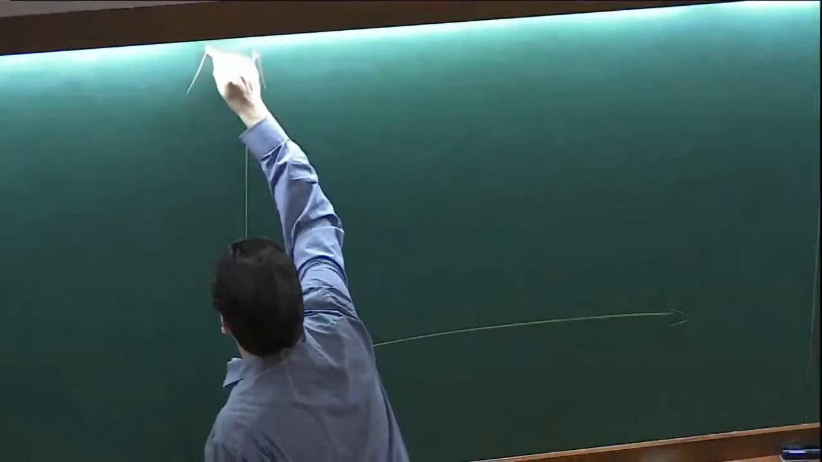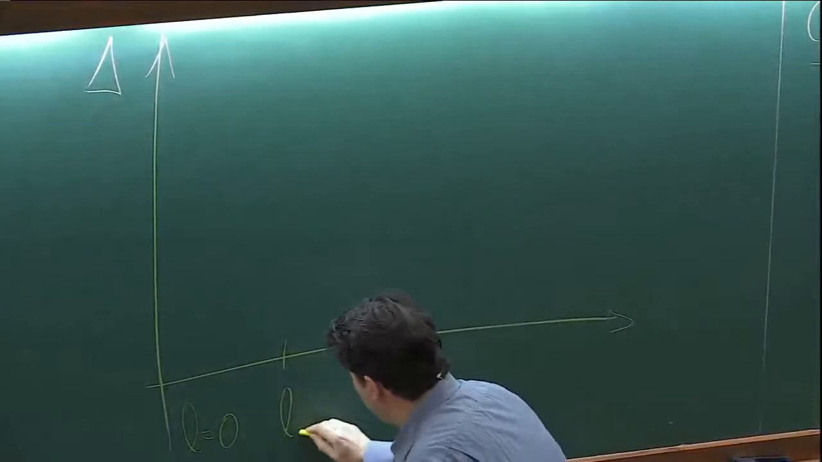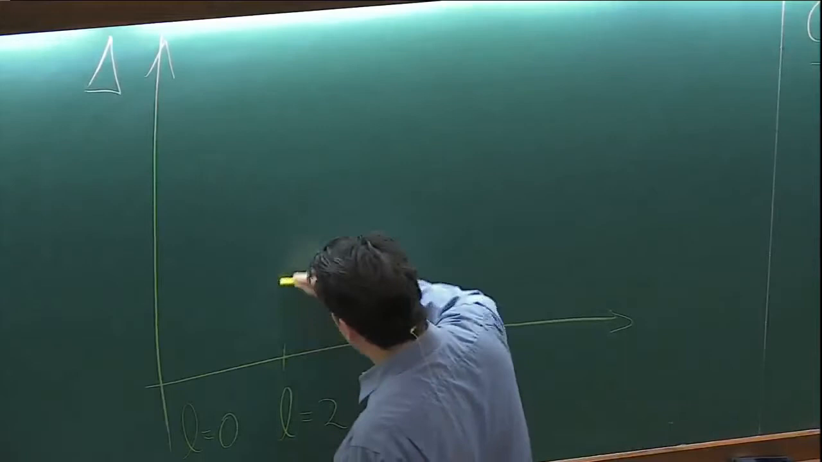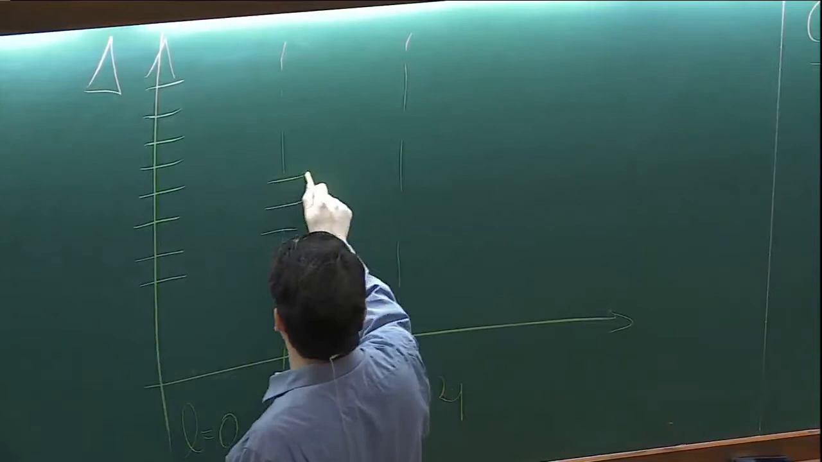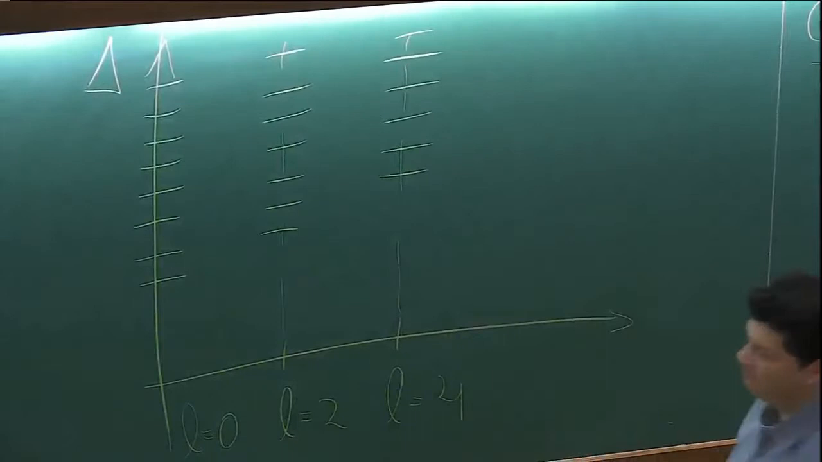So we will assume a specific spectrum. If here is delta, and here L equals 0, L equals 2, if we have only even operators, L equals 4, and so on, I declare that the spectrum of my theory is given by this for spin 0, by all these operators for spin 2, all these operators with spin 4, etc. So this is just some spectrum that I assume.